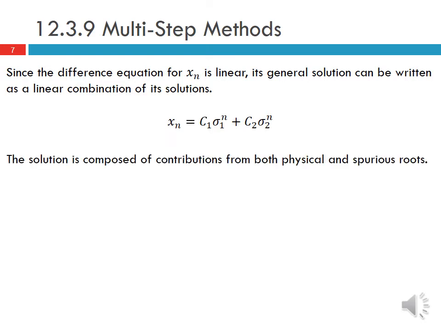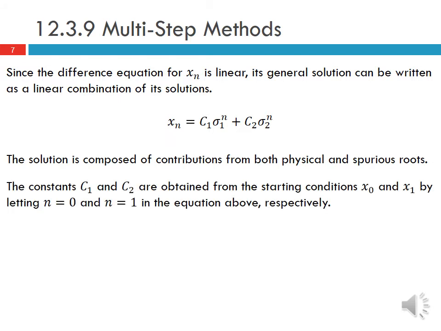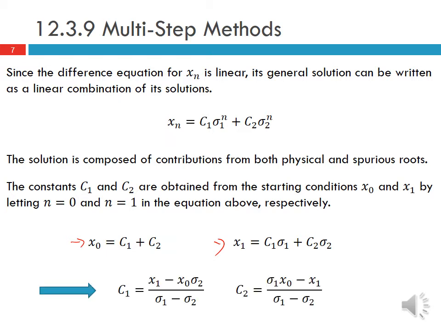The solution is composed of contributions from both the physical and the spurious roots. The constants c1 and c2 are obtained from the starting conditions x0 and x1 by letting n equals 0 and n equals 1 in this equation, respectively. So with n equals 0, we get this equation here, x0 is equal to c1 plus c2. With n equals 1, we get c1 sigma 1 plus c2 sigma 2. And these can be solved to find these constants.